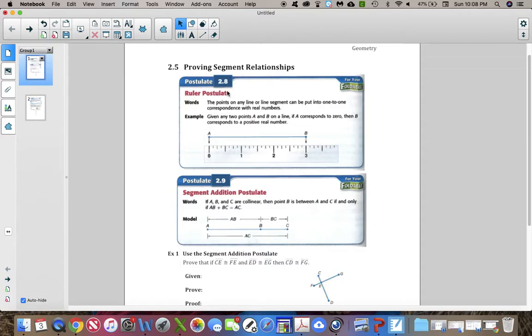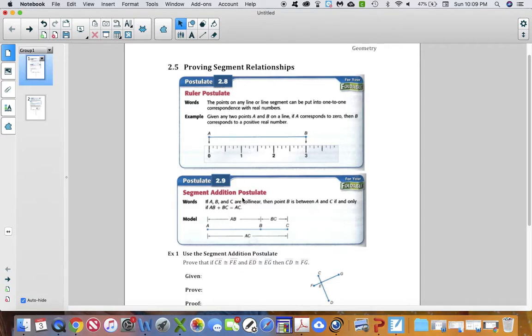Postulate 2.8 is super silly. In words, it says the points on any line or segment can be put into a one-to-one correspondence with real numbers. What that means is if I have a line segment like AB, I can measure it with a ruler. That's basically what the ruler postulate says. Sometimes postulates are almost redundant. Yes, of course you can measure a line segment with a ruler. So that's what postulate 2.8 says.